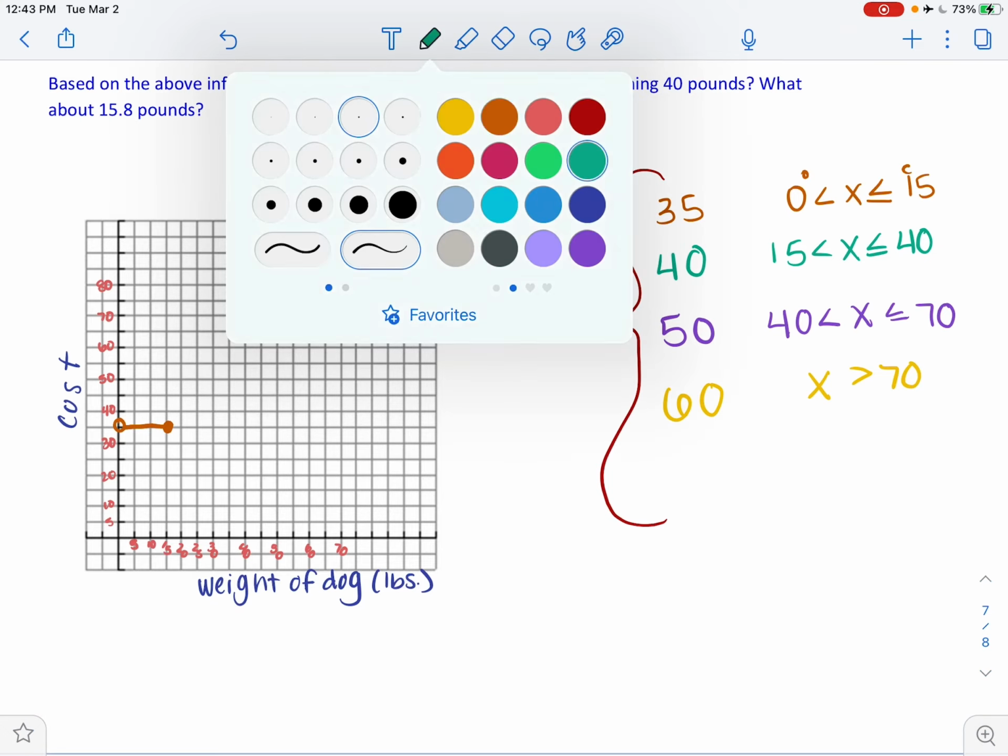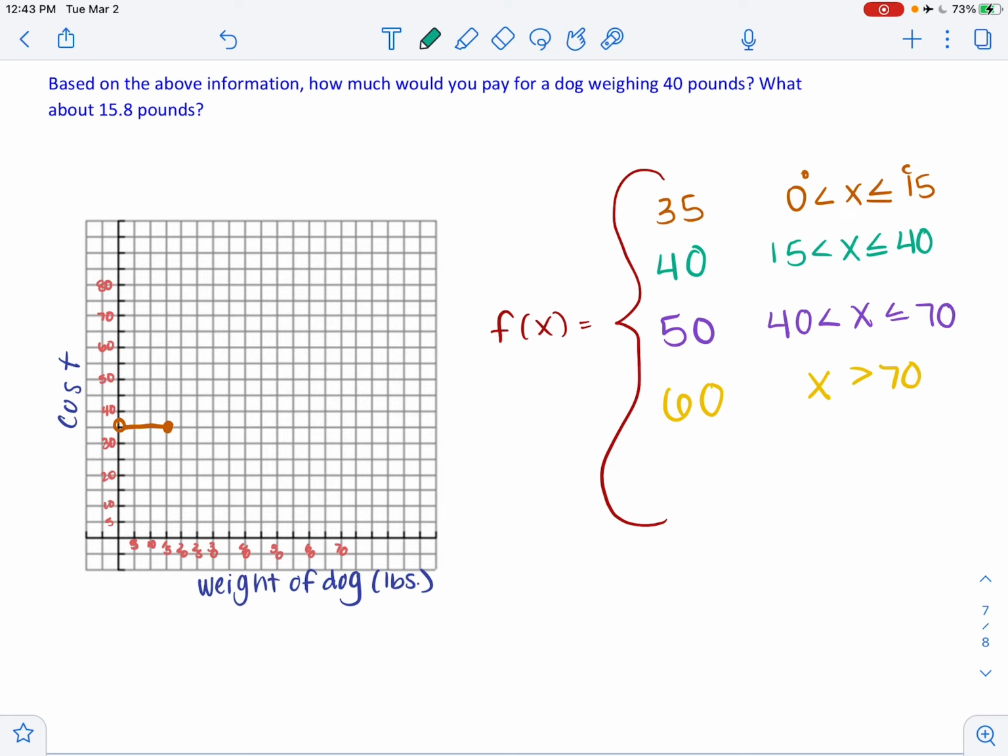The next step is y is 40 between 15 and 40 for the x's. 15 should be open and 40 will be closed. So I'm going to go to 15 on the x, 40 on the y, open circle. And then 40 on the x, 40 on the y, closed circle.